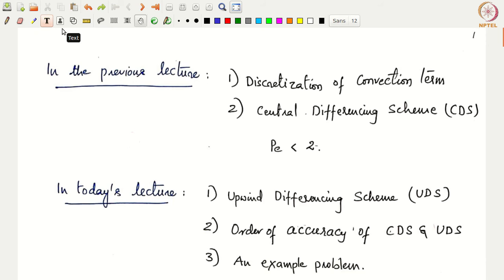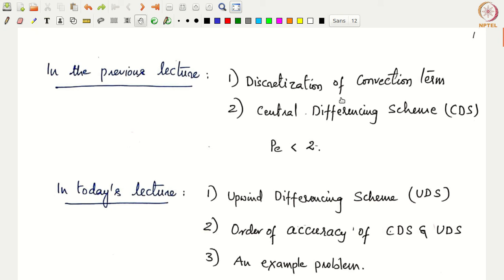Hello everyone, welcome to another lecture as part of our ME 6151, the Computational Heat and Fluid Flow course. So in the past lecture, in yesterday's lecture, we looked at how to discretize the convection term, right?